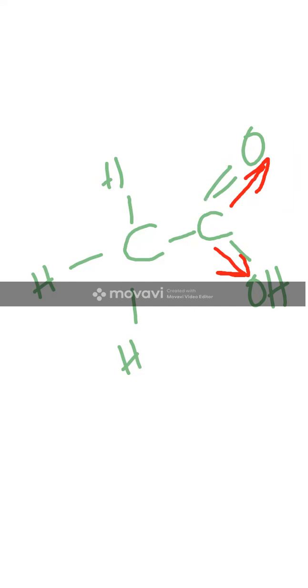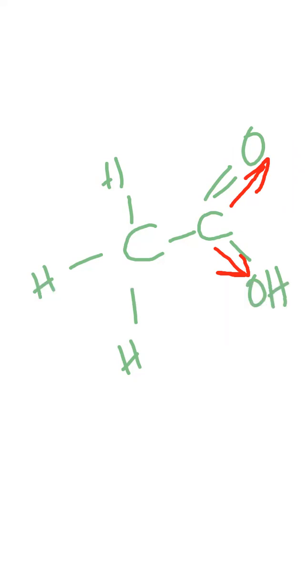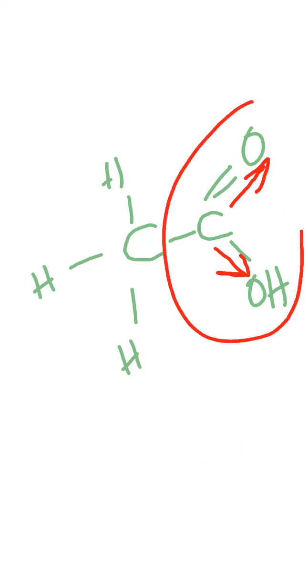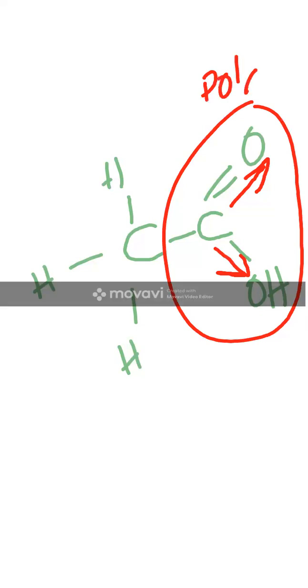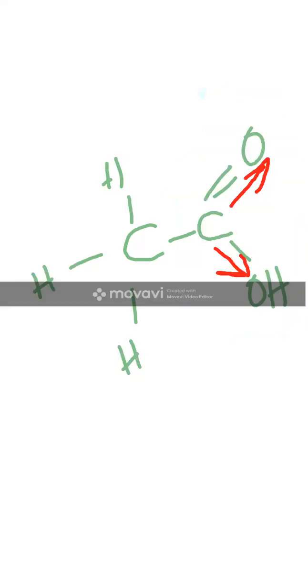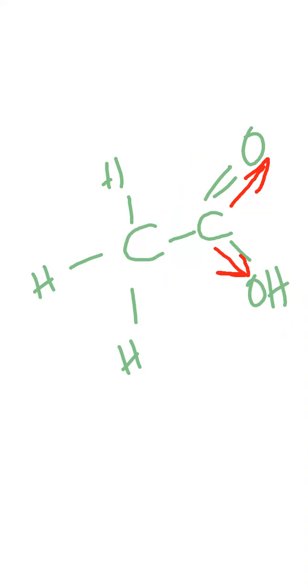And these both cannot cancel each other. They are not exactly opposite to each other. They should be like this, then we can cancel them. They are not cancelled, so this end is polar, or the compound is polar. What is this? Carboxylic acid. Carboxylic acid is a polar molecule. So this is the polarity in organic chemistry. This is simple actually.